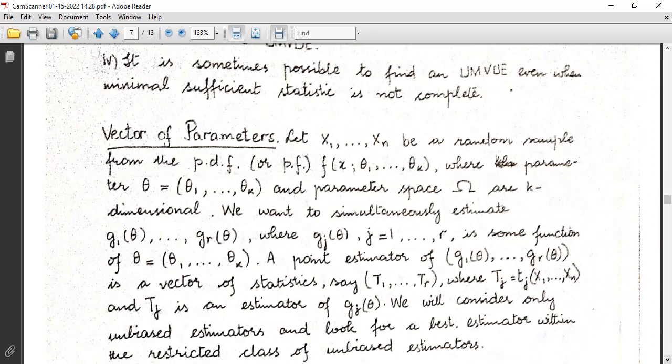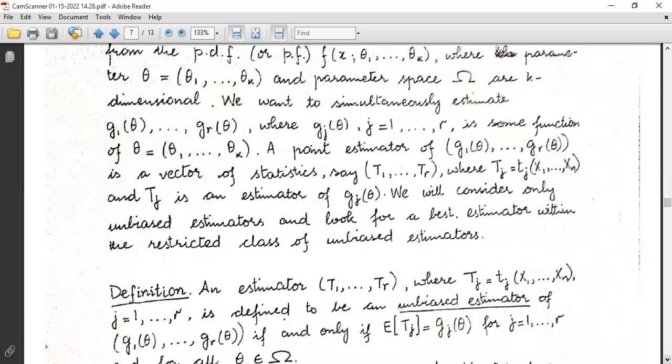So if we look at the vector of parameters, then under this topic, we will assume that X are random samples from the PDF f(x; θ1, ..., θk), where the parameter θ = (θ1, ..., θk) and the parameter space is k-dimensional. We want to simultaneously estimate g1(θ) up to gr(θ), where gj(θ), with j varying from 1 to r, is some function of θ = (θ1, ..., θk).